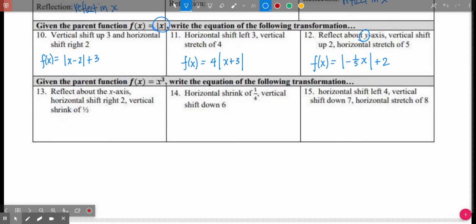In number 13, we have a cubic function. So we're going to reflect about the x-axis, so that means I have a negative on the outside. I'm going to shift right 2 and a vertical shrink of 1/2. So I'm multiplying by negative 1/2 x minus 2 cubed.